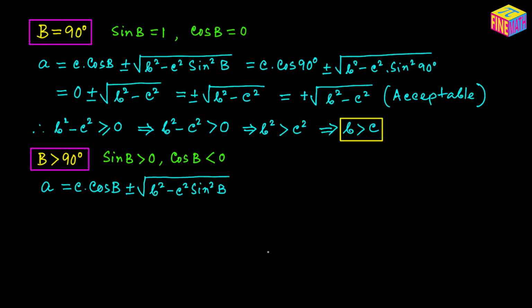Now if we think about the two possible values of a here, one value will be with the plus sign, that can be written as c times cosine of b plus the square root quantity. And let's think about the negative sign also, the second value of a.